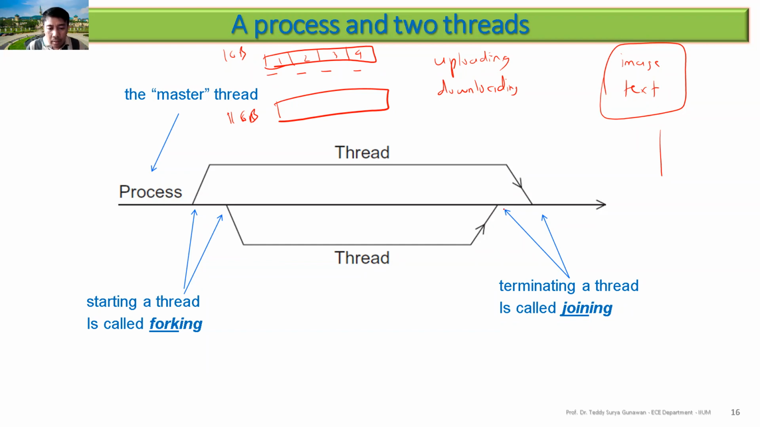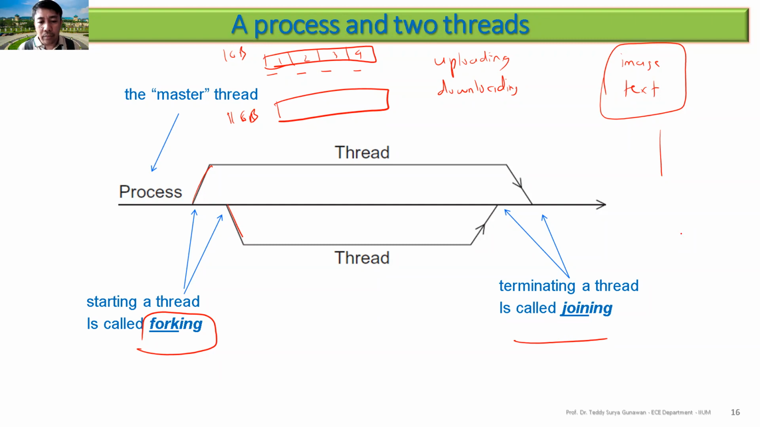So starting a thread is called forking, because you can see this fork into two lines of operations, and terminating a thread is called joining. Right? Any questions so far? No, sir. Okay.